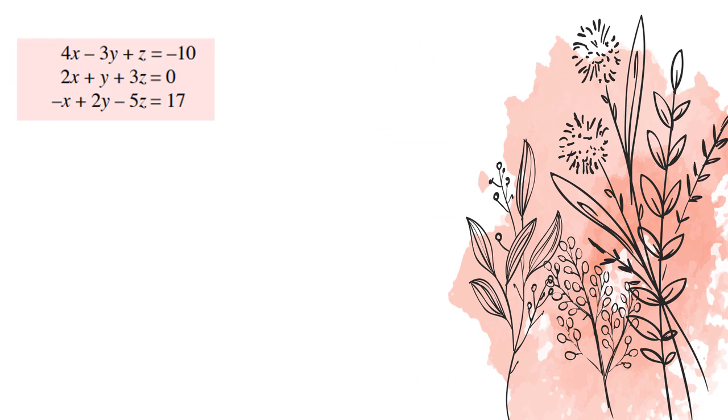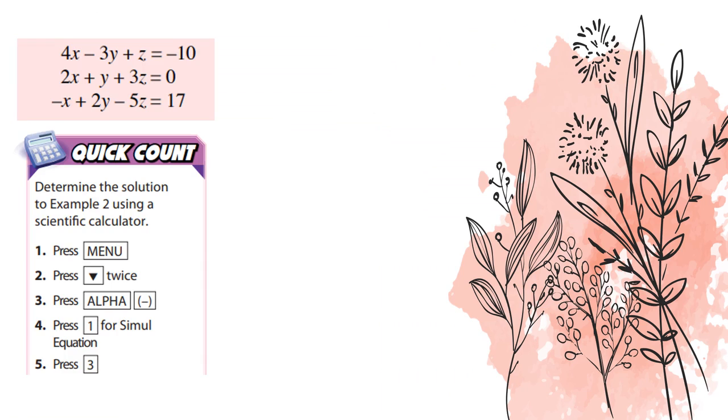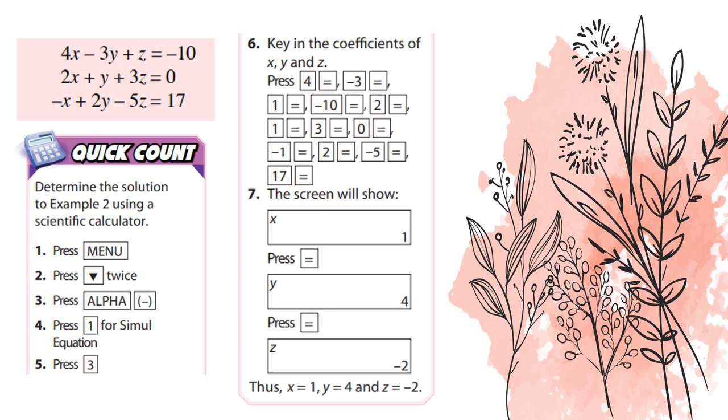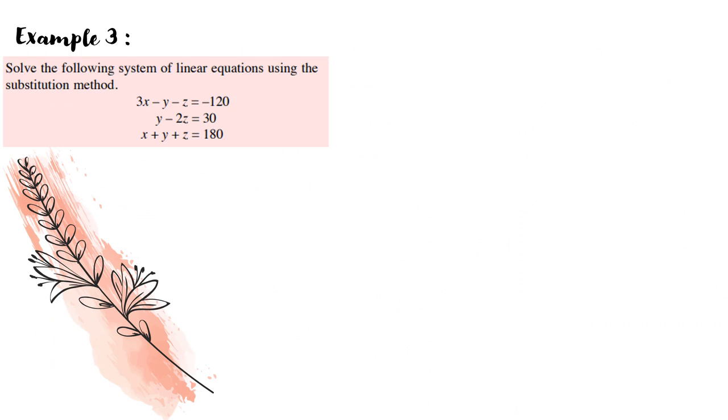Okay, so you can check your answer using a calculator. So this is the 3 equations just now. You can check your answer using a scientific calculator. Press menu and then move down twice, and then press 1 for simultaneous linear equation. The number of variables is 3, and key in all the coefficients. So the screen will show x is equal to 1, y is equal to 4, and z is equal to -2. Okay.